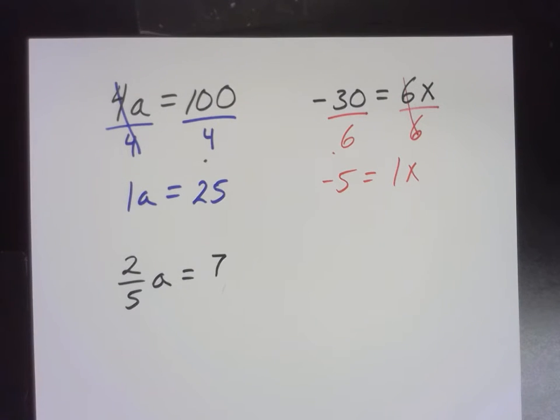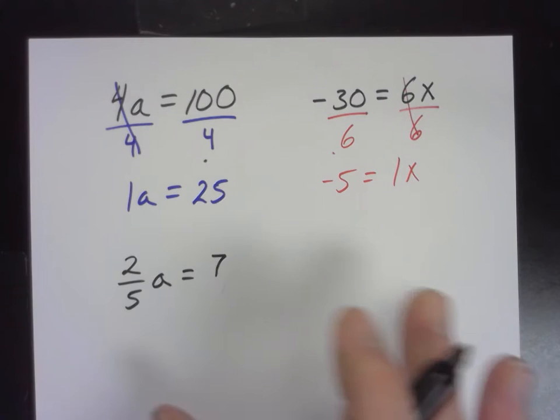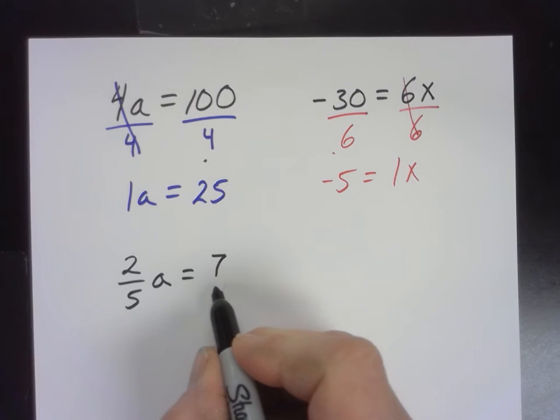Now remember, think of the 7 as a fraction. Whenever you have fractions in your equation, think of them all as fractions. So even this whole number, we're going to think of it as 7 over 1.